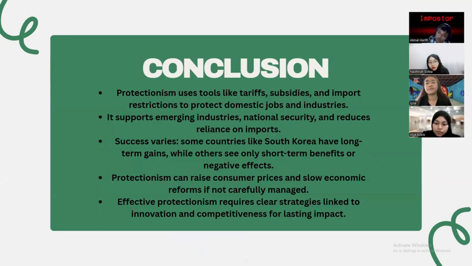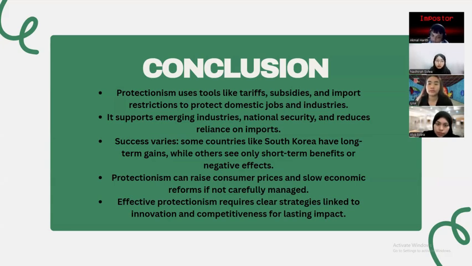To conclude our assignment, we've seen that protectionism is often used by governments as a tool to deal with specific challenges in their economies. The main arguments include protecting local jobs, supporting infant industries, defending national security, and helping domestic sectors stay competitive against foreign imports. These policies are usually put in place with the hope of boosting local growth and reducing dependency on other countries. However, as we've also discussed, the results of protectionism are not always straightforward.